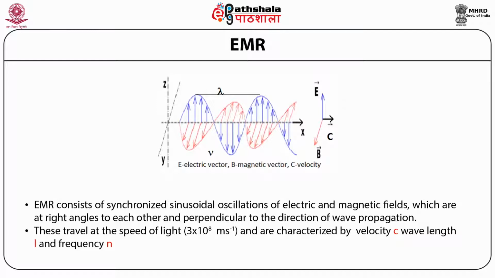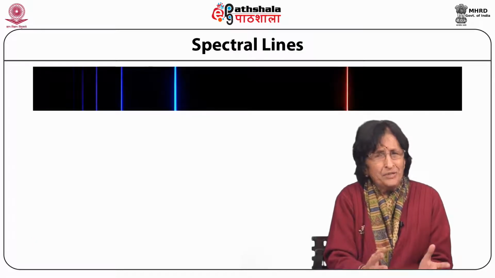These waves travel at the speed of light, 3 x 10^8 meters per second, and are characterized by the velocity c, wavelength lambda, and frequency nu. The c is the distance traveled per second, wavelength is the distance between two adjacent peaks or troughs, and nu is the number of waves traveled per second. What are really spectral lines?